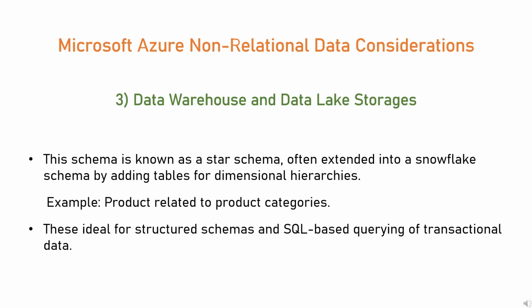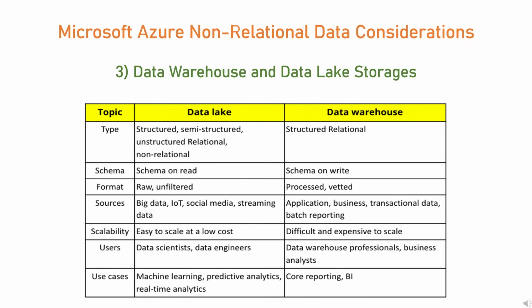This schema is known as a star schema, often extended into a snowflake schema by adding tables for dimensional hierarchies. Example: product related to product categories. These are ideal for structured schemas and SQL based querying of transactional data. Data warehouse and data lake storages.